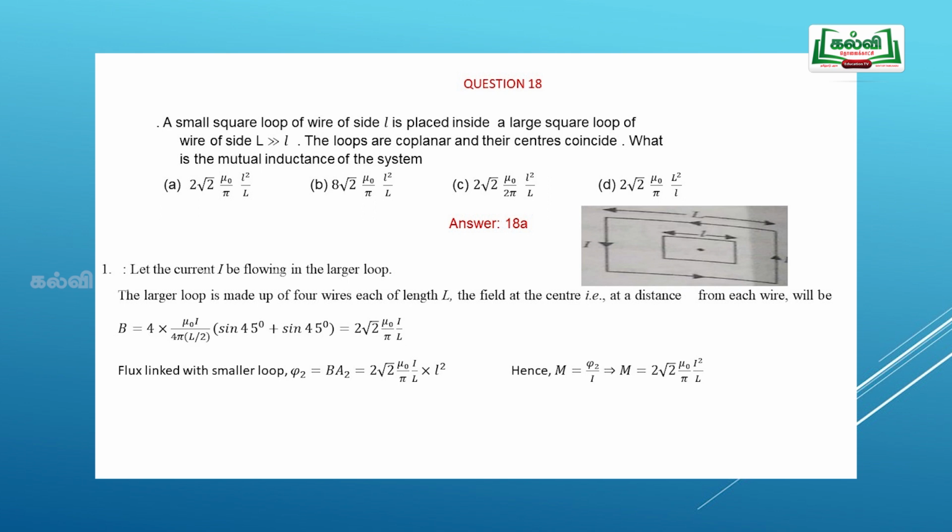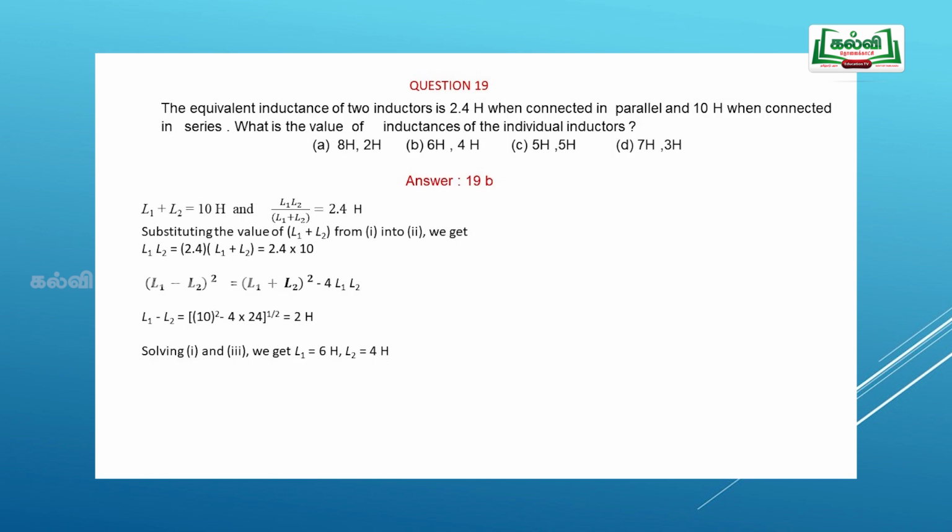I hope you have understood. What did you do? You calculate B due to a straight conductor. Multiply that by 4. You get B at the center. Once you know B at the center, this is the magnetic field inside the smaller loop. So what is the flux inside the smaller loop? It is phi 2, right? So phi 2 is equal to BA2. Once you have got the flux inside this smaller loop, by definition, what is phi 2? M i1. Right? So what is M then? Phi 2 by I1. Substitute for phi 2 by I1, you get the formula for mutual inductance between these two square loops.